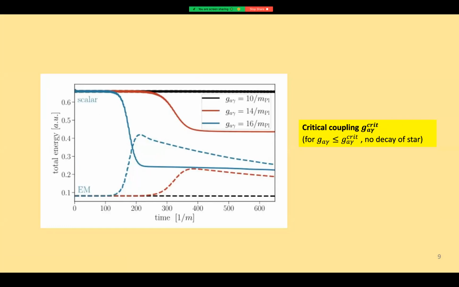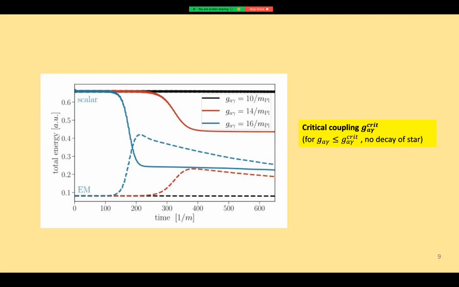So as you can see, I started with an energy in the electromagnetic field that is much, much smaller than the scalar energy, and both of them are stable for a while until parametric resonance kicks in. Suddenly the scalar energy drops rapidly when the star loses mass and dilutes, and the electromagnetic energy shoots up because basically the star is emitting these photons.